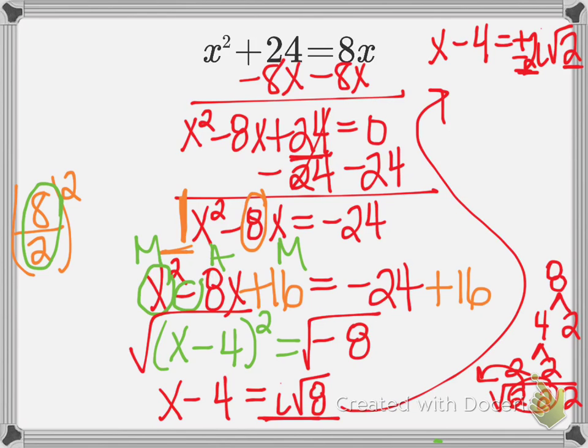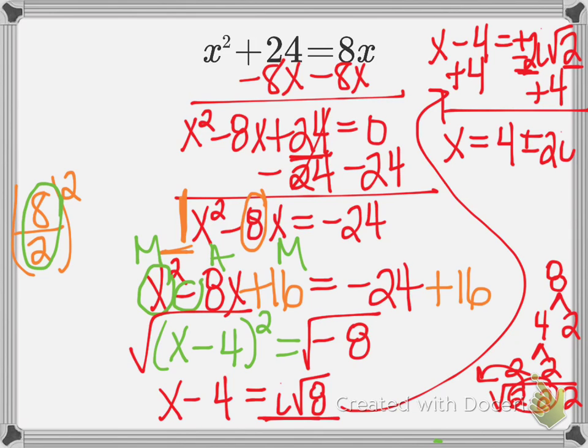Okay, so I'm almost done. All I have to do now is add a 4 to both sides. And I get that x is equal to, I usually put my real number first, you don't have to do it that way, 4 plus or minus 2i root 2. If you want to write it in the other order, that's fine with me. This is my final answer.